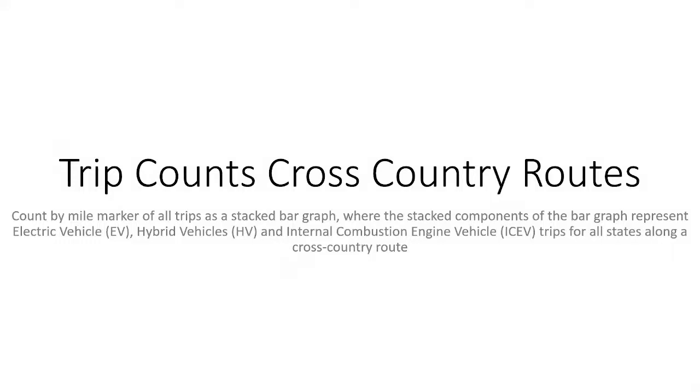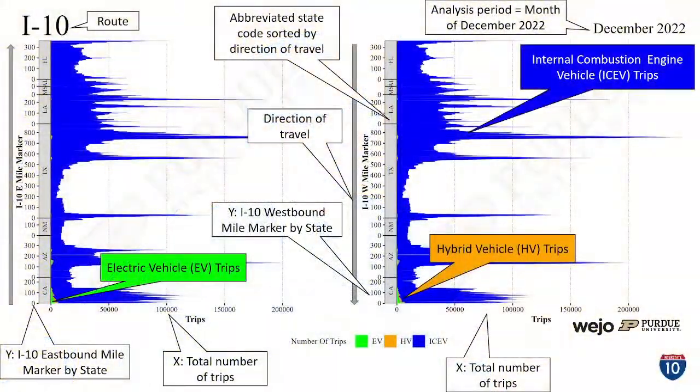Again, we can do this state by state, route by route, section by section, but if at the federal level you're looking at an entire corridor, how do you do that without having sensors everywhere? This is another benefit of connected vehicle data. It gives us visibility into cross-country routes and operations at the border as well. At the border between two states, if you're looking to place a charger there, you need to know the volume of vehicles traveling there. So this shows I-10 for all the states it passes through, from California all the way to Florida.